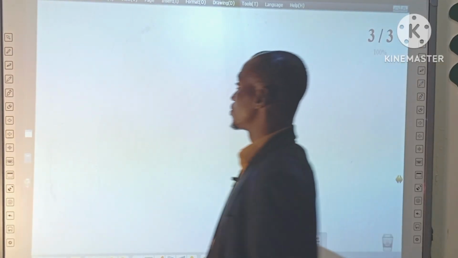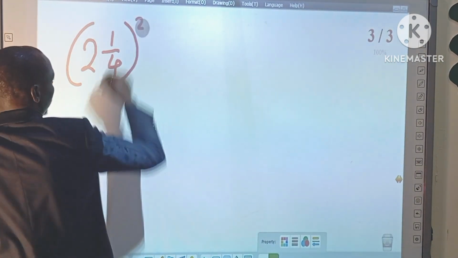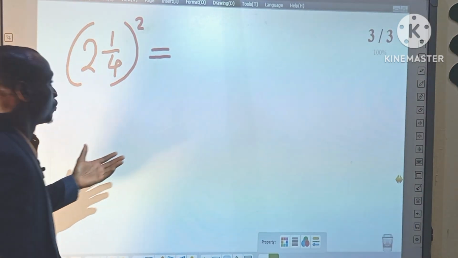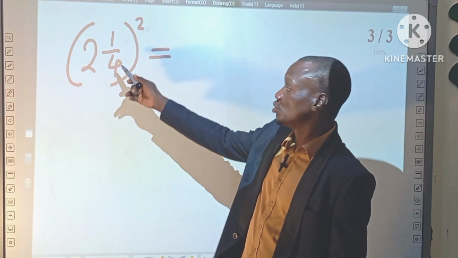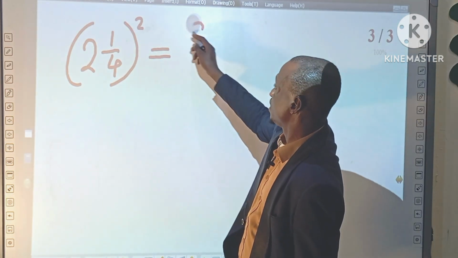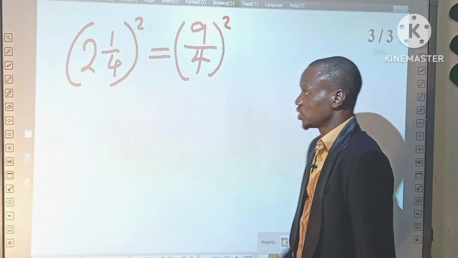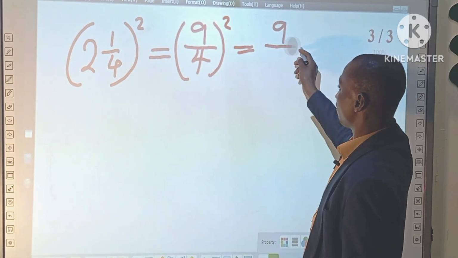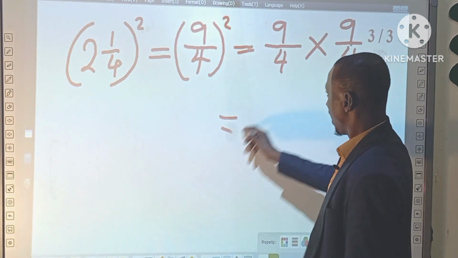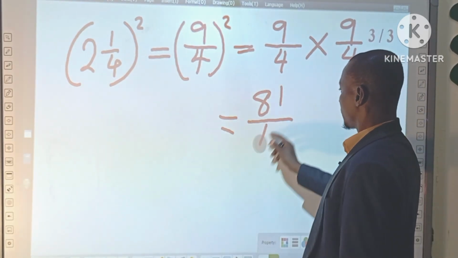Let's take another question. If you're asked to look for the square of 2, 1 over 4 squared, what do you need to do? First thing first, convert your fraction to an improper fraction. 4 times 2, 8, plus the 1 I carry gives me 9, all over 4. So when you're looking for the square of this number, you simply have it as 9 over 4 multiplied by itself, which is another 9 over 4. And 9 times 9 is 81. 4 times 4 is 16.